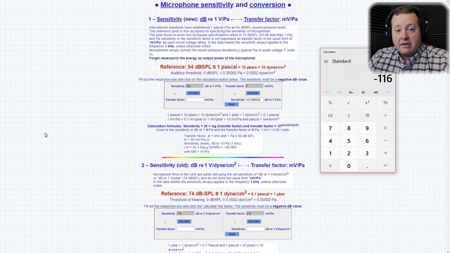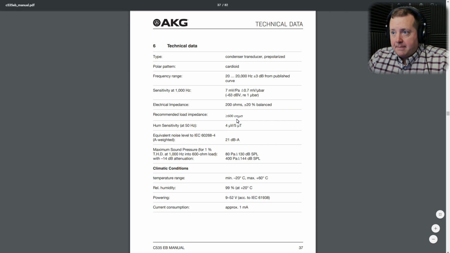So there you go. We've calculated all of the specifications for the AKG C535EB. So we basically created all the specifications from this right here, which is basically only a maximum SPL, equivalent noise level, and the sensitivity. Again, the sensitivity wasn't even in the right format here.